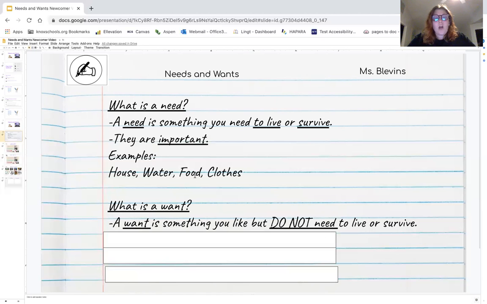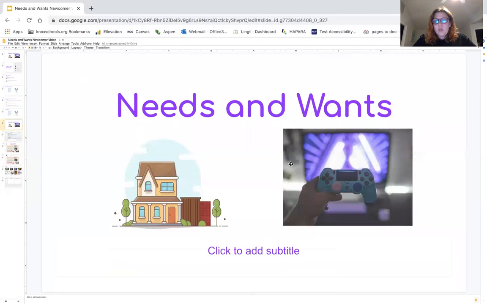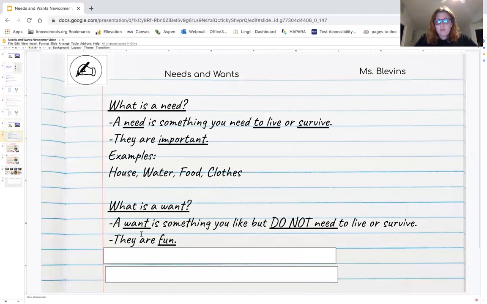So a house, water, food, and clothes are needs. They are important. A want is something you like, but do not need to live or survive. That means that these are fun things. They are the fun things that we like. Think back to our picture. In our picture, we have a video game. A video game is something we like, but we don't need a video game to live or survive. They are the fun things.